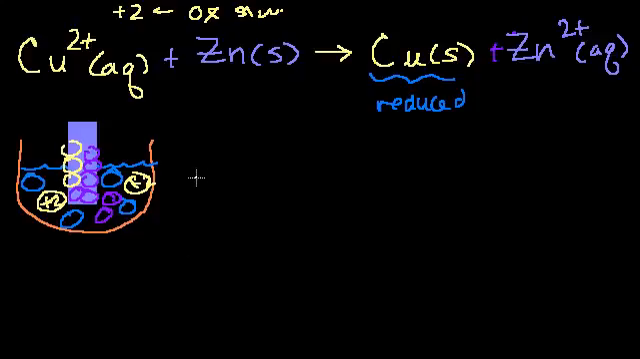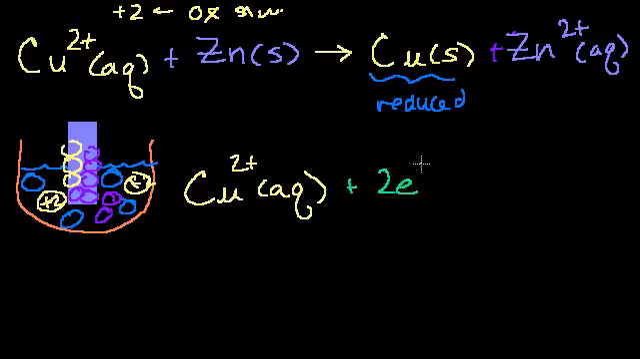He started off with some copper in the aqueous state, and he got 2 electrons. That's how you get reduced. So plus 2 electrons, and he ended up in the solid state of copper, and his oxidation number is now 0. Now let's see what happened to the zinc.